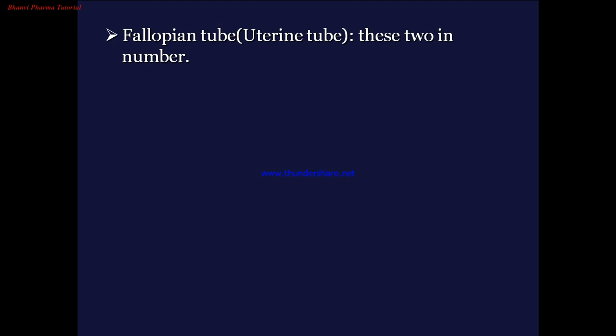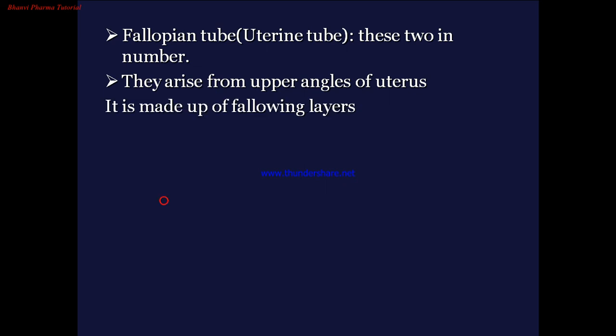Next one is the fallopian tube. Fallopian tube or uterine tube, both are the same. It is also known as the uterine tube. The fallopian tubes are two in number. They arise from the upper angles of the uterus.